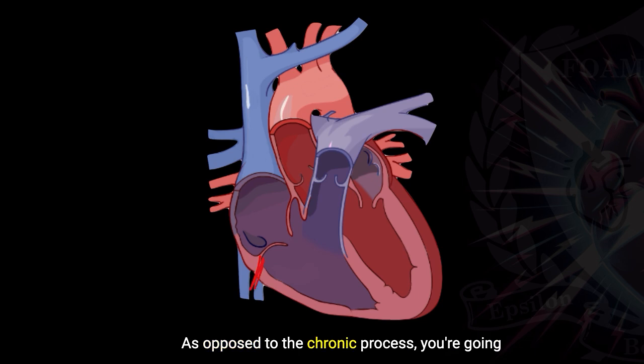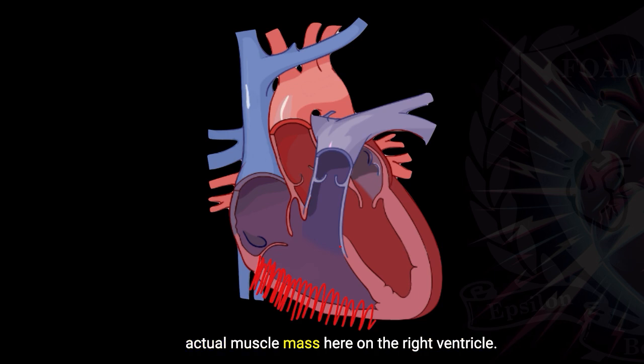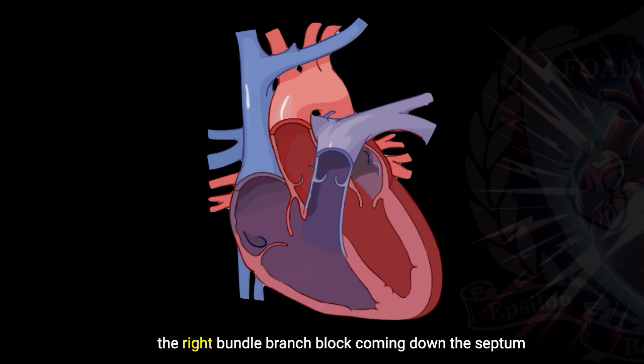As opposed to the chronic process, you're going to get this hypertrophy, meaning that there's going to be recruitment and enlargement of this actual muscle mass here on the right ventricle. This, as a result, will once again alter that actual fiber of the right bundle branch coming down the septum here, and that will result in the right bundle branch block. So it's very different for the pathophysiology, and that's kind of the basis of the understanding. The acute process, you get distension, remodeling, and in the chronic process, you actually get hypertrophy of the right ventricle.